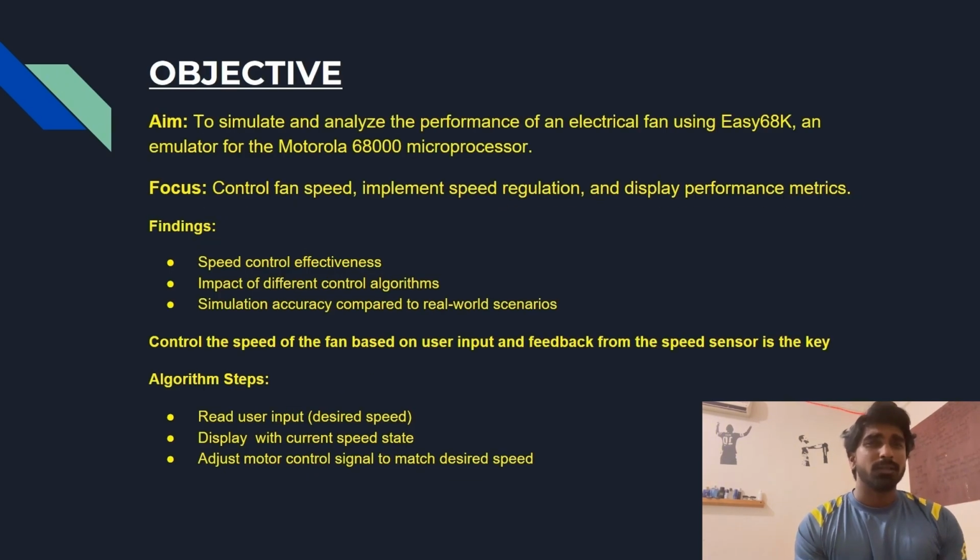The main objective of this project is to simulate and analyze the performance of an electrical fan using software called EASY68K, an emulator for the Motorola 68000 microprocessor. The main focus is to control fan speed, implement speed regulation, and performance metrics, showing how it works and how it controls the speeds with the LED lights and also the displays that show what the speed is. The algorithm steps are: read user input and display the current speed status, and then we can use the switches to control the motor signal to match the desired speed. So this is the objective.